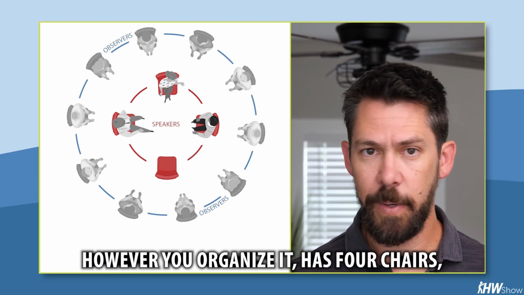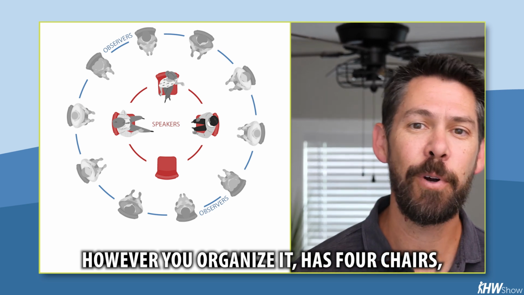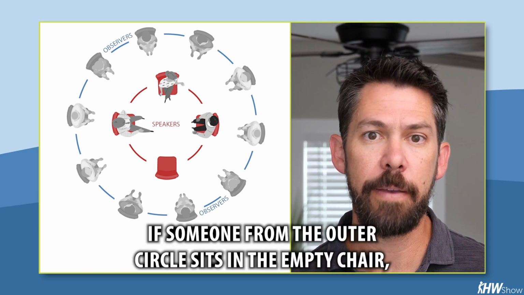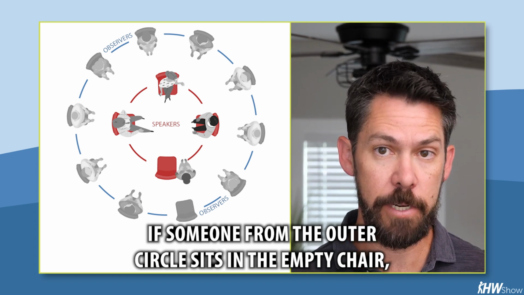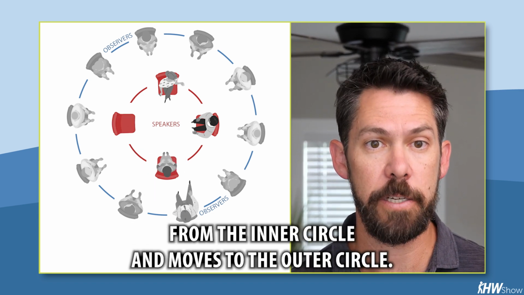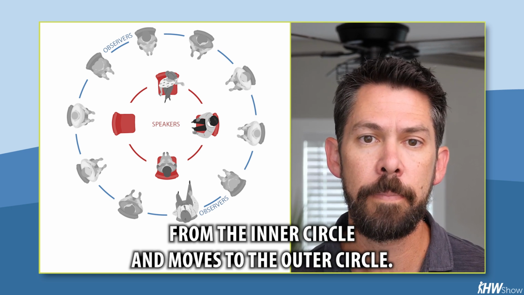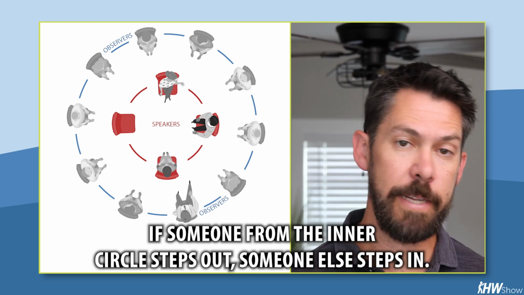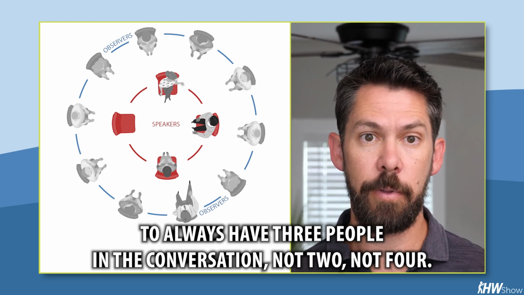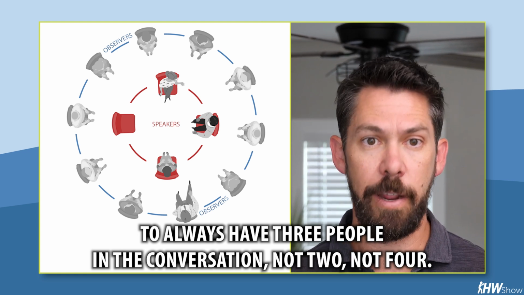The inner circle, however you organize it, has 4 chairs, but only 3 participants at any given time. If someone from the outer circle sits in the empty chair, they're joining the conversation, and then somebody else gets up from the inner circle and moves to the outer circle. If someone from the inner circle steps out, someone else steps in. So the group is self-organizing to always have 3 people in the conversation, not 2, not 4.